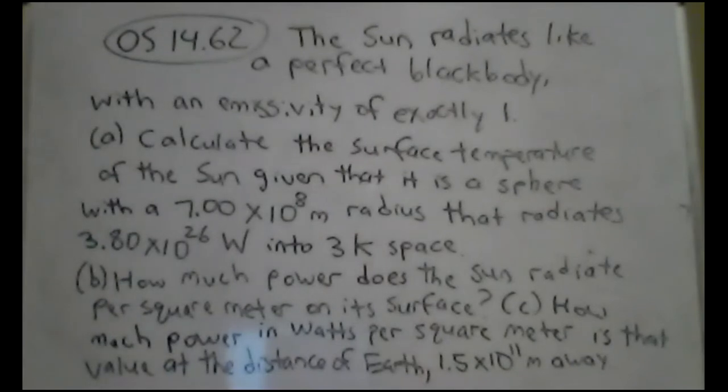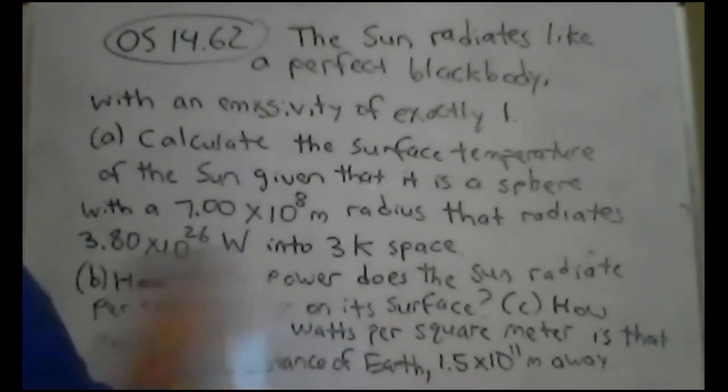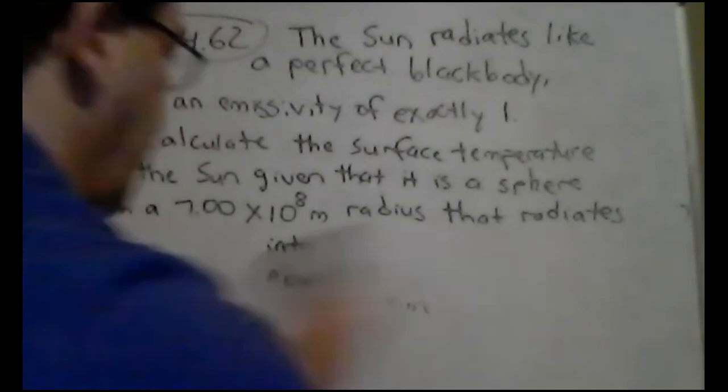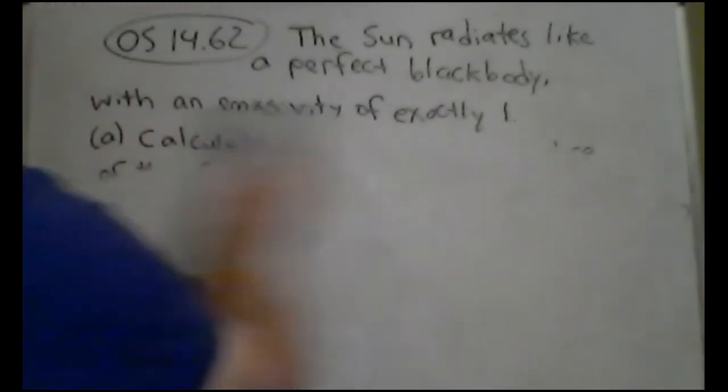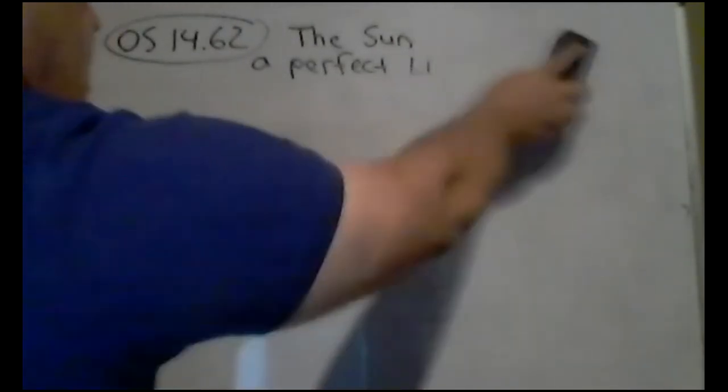Okay, so a lot of information. It's a radiation heat transfer problem. There's nothing between the sun and the Earth but space. You're not going to have conduction, you're not going to have convection. Only heat transfer will be via radiation at the speed of light.